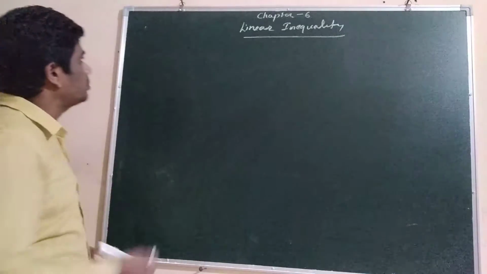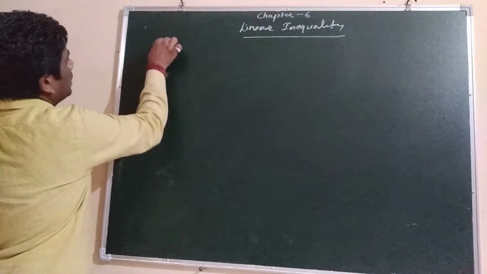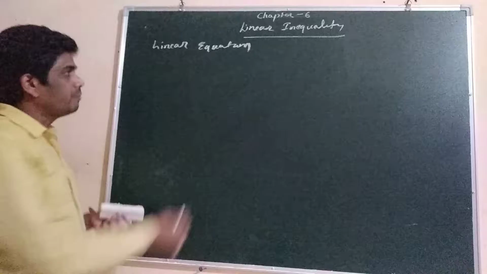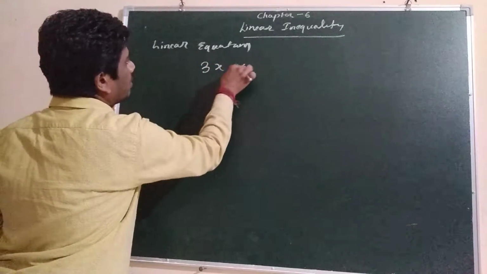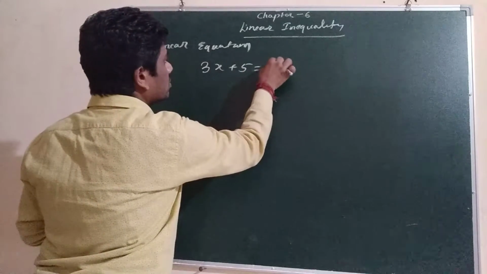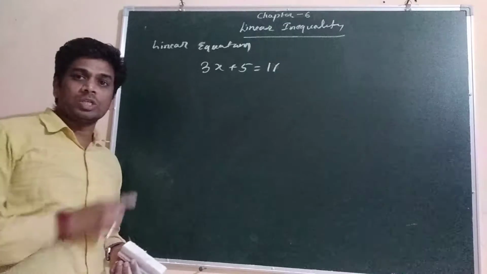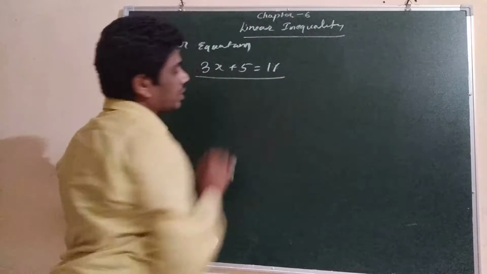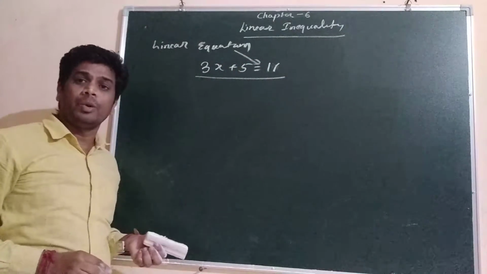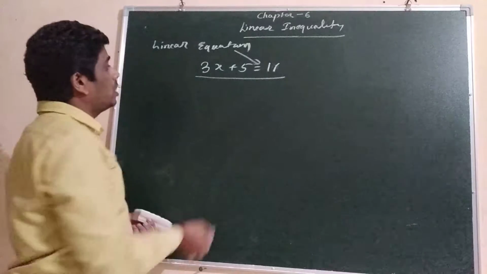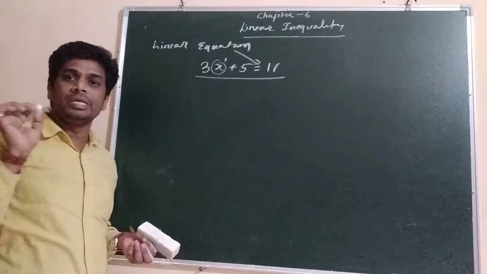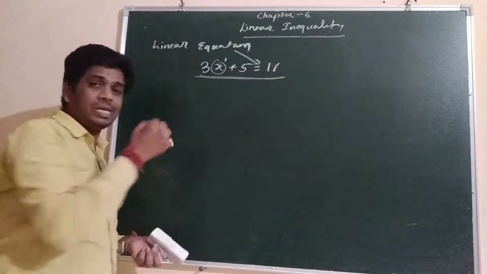In our earlier classes we learned about the linear equation. For example, if there is given 3x plus 5 equal to 10, or we can write here 11. So this is called a linear equation. Why is it an equation? Because there is an equal to sign, that's why it is called an equation. And why is it linear? Because the highest power of the variable is 1, that's why it is called a linear equation.